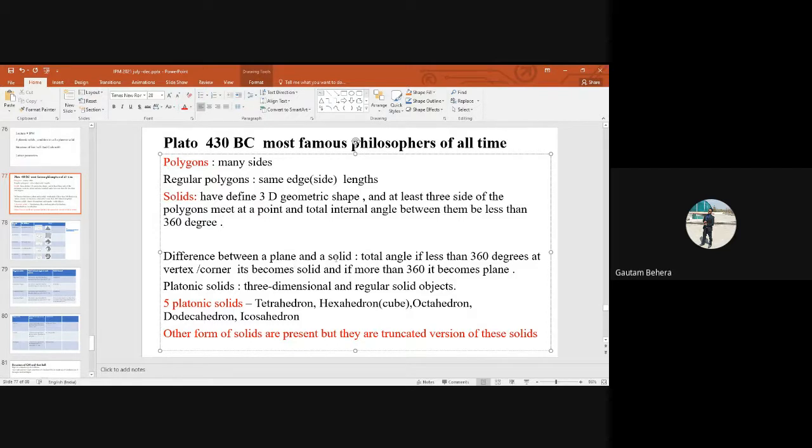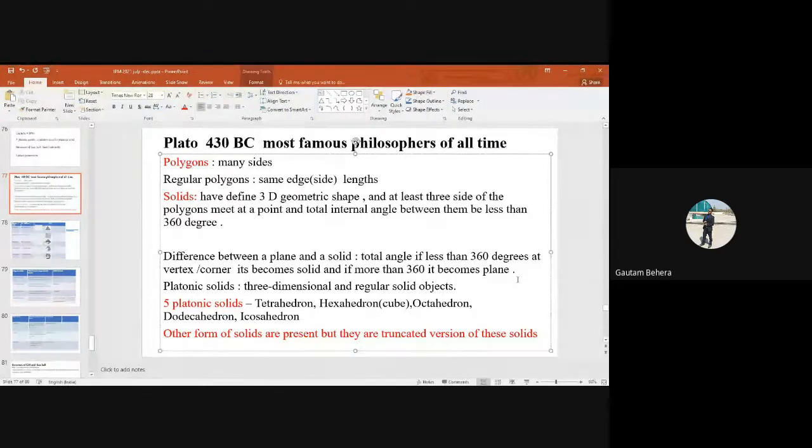Now, the difference between a plane and a solid. What is the difference? Because regular polygons can meet and form a plane, or they can form a solid, right? So if the total angle is less than 360 degrees at a vertex or corner, it becomes a solid, and if it is more than 360 degrees, it becomes a plane, right? You have to remember that.